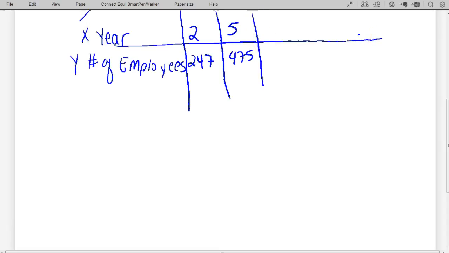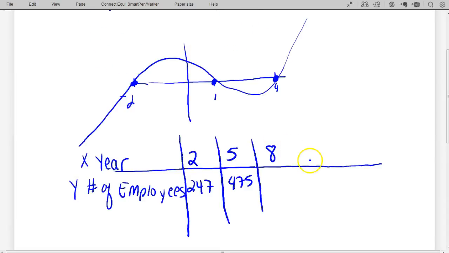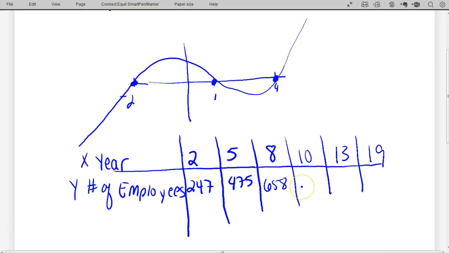So you hit stat, edit, list 1 is 2, 5, 8, 10, 13, and 19. And on the y, it's, let's see, after 8 years, 658, 546, 493, and 605. And you can see it's going up and down again. That's what makes it that cubic.